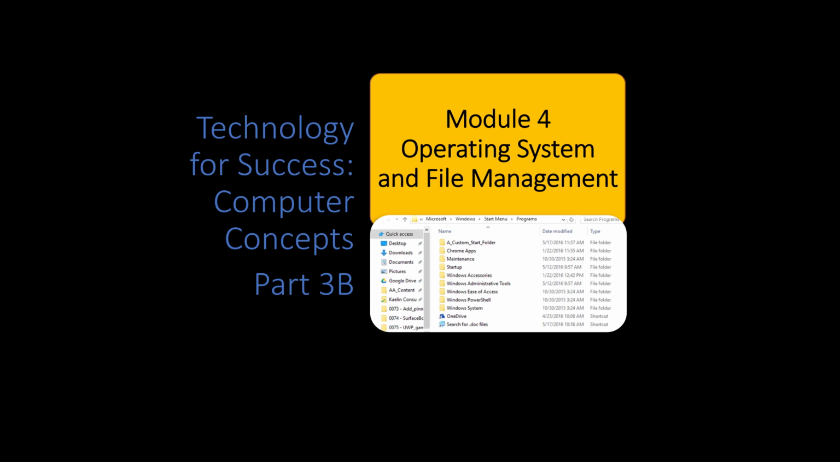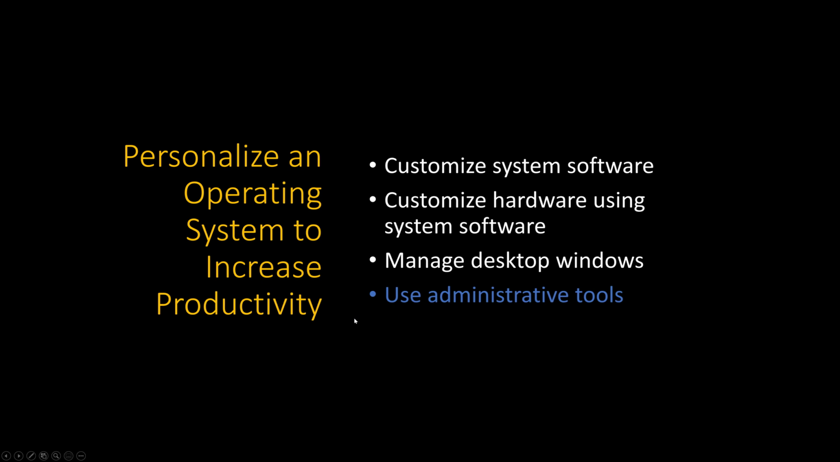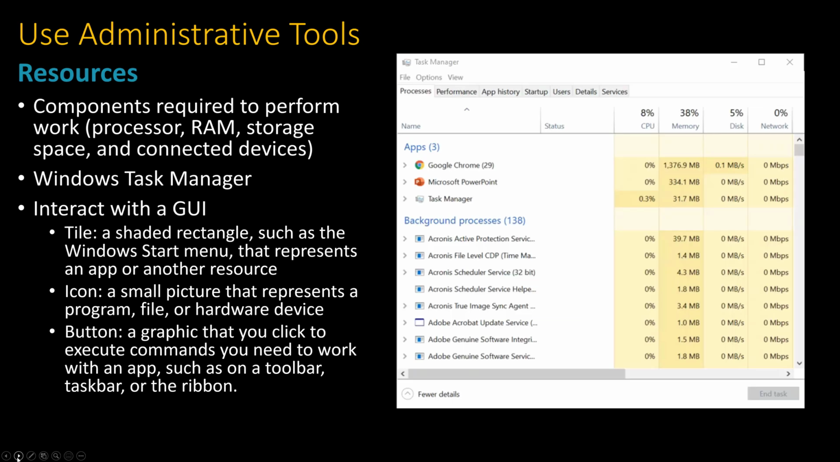This is Part 3B, and in Part 3, we're going to look at the Windows Administrative Tools. How do we use these tools to make our system more efficient and keep it well maintained? Folks, this is just like a car. If we don't do maintenance on it, it's eventually going to fail. So let's take a look at a few things here.